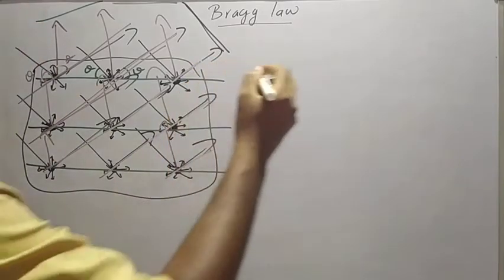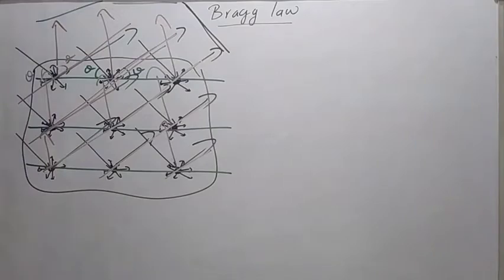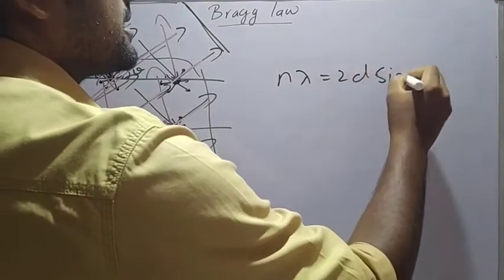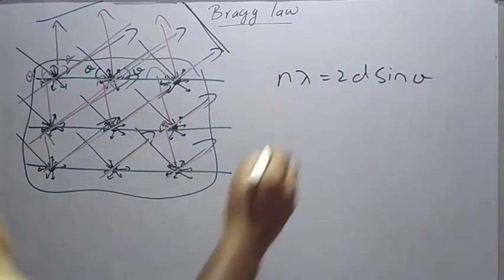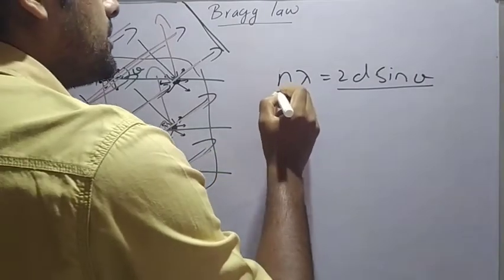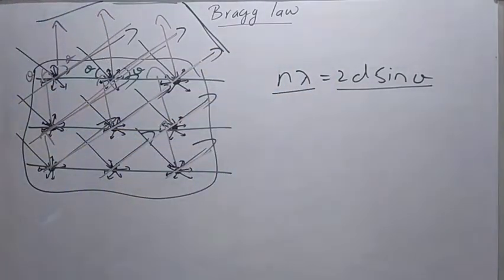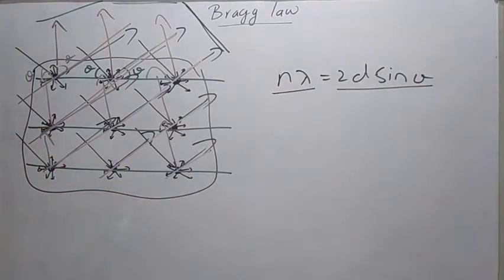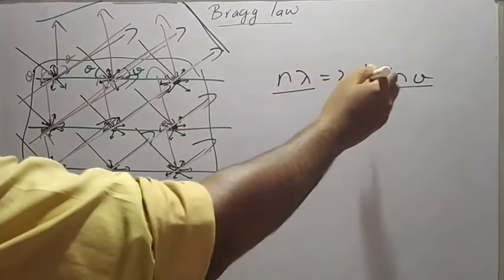And Bragg derived an equation. We all are familiar with that equation: n lambda equal to 2d sin theta. That is the path difference. Path difference is equal to an integral multiple of the wavelength lambda. We all studied this equation at graduate level, so I am not doing the derivation here. This is the equation n lambda equal to 2d sin theta.